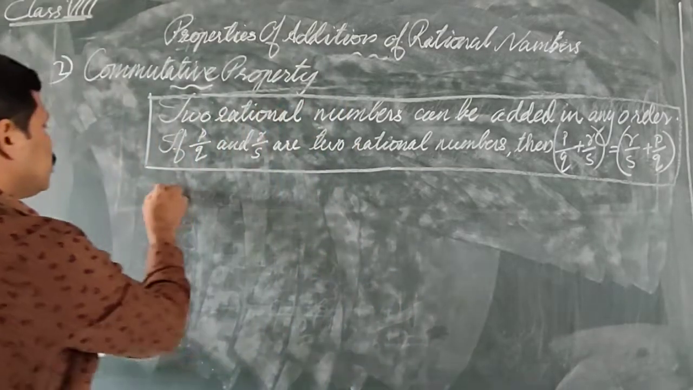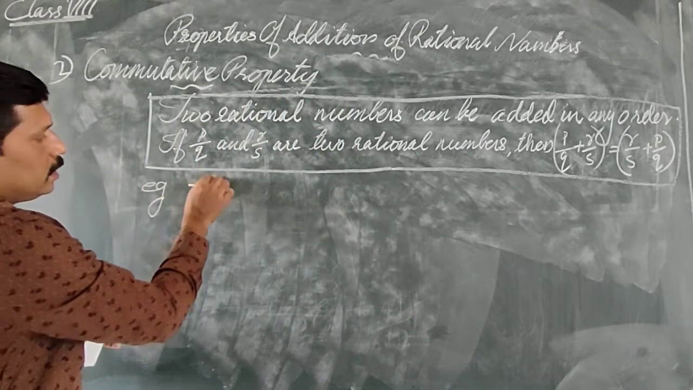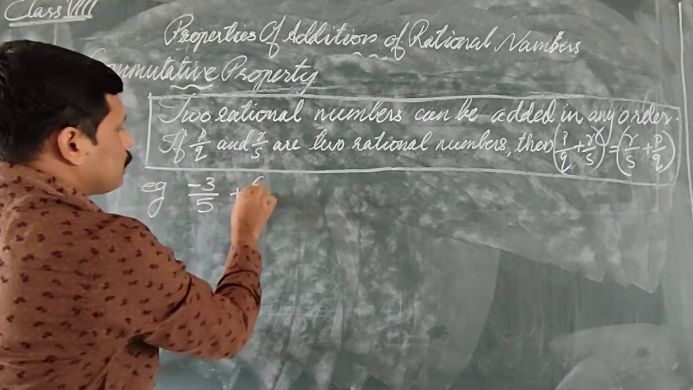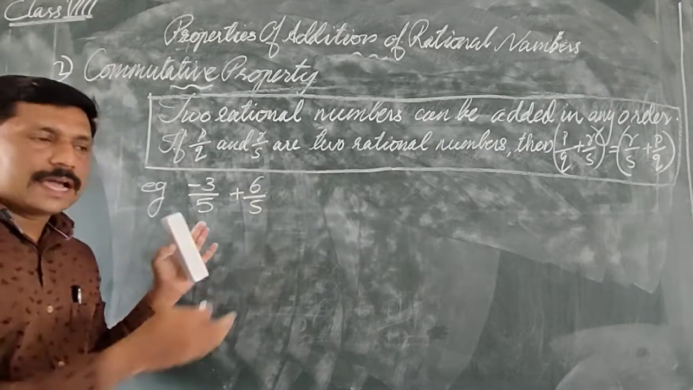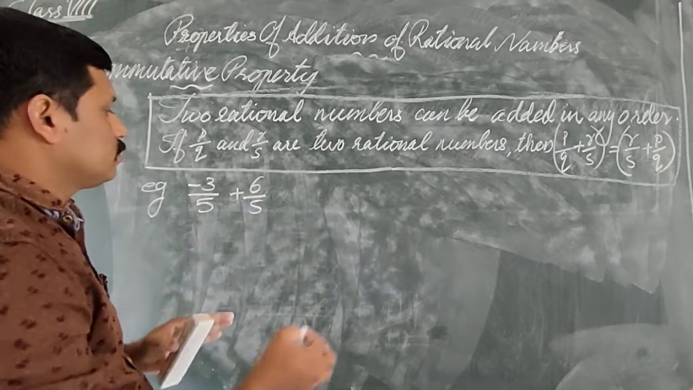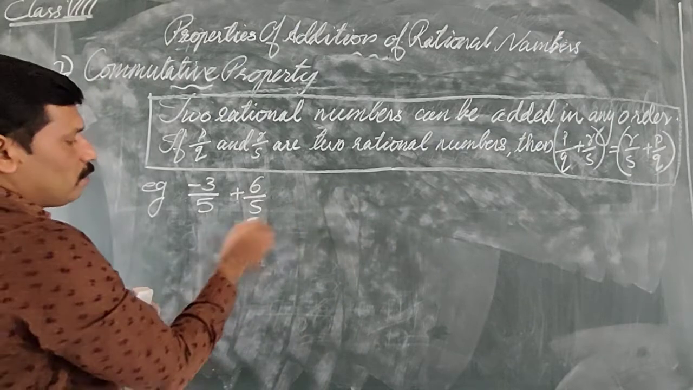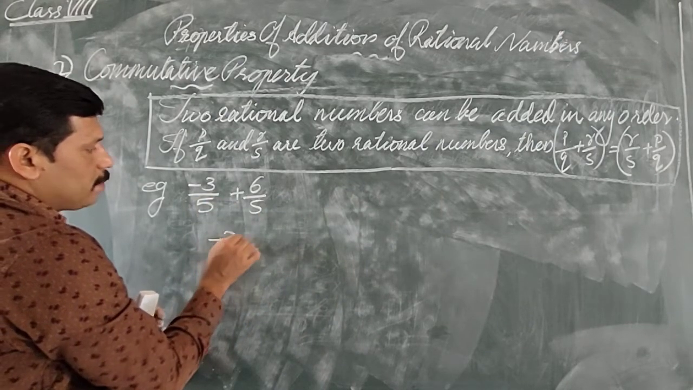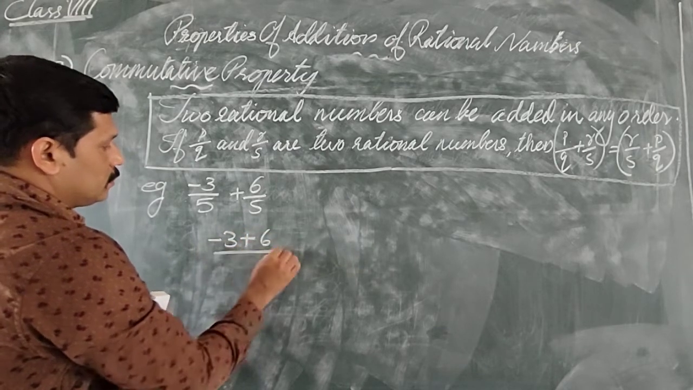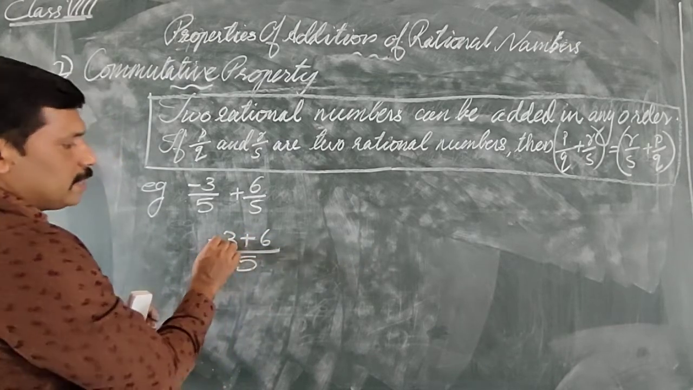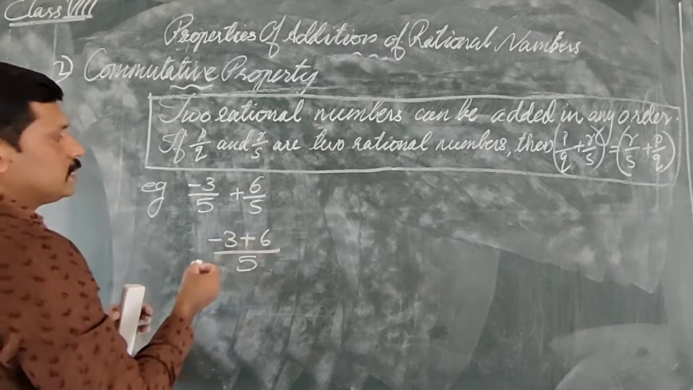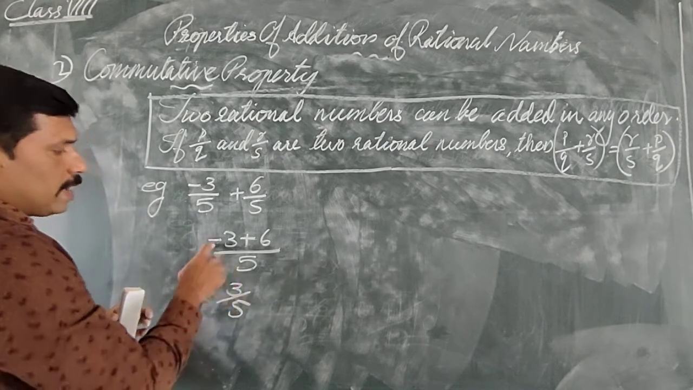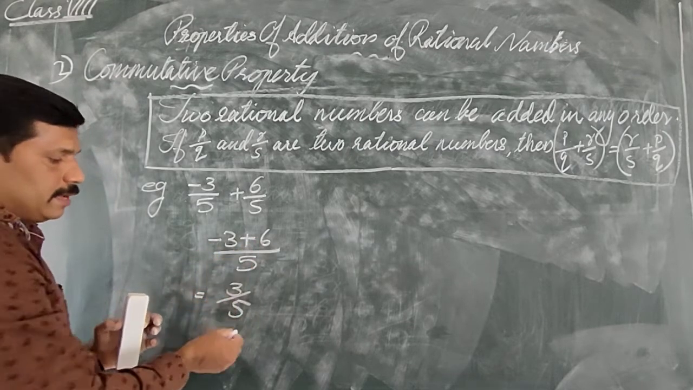I will write an example here. Example: negative 3 upon 5 plus 6 upon 5. Here I have already taken the same denominators, so we can add in any order. Just to see that, first we add in the same order. Negative 3 upon 5 plus 6 upon 5, one is 3, another is 6. So we subtract, then we get 3 upon 5. Here the bigger number is positive, therefore we will write positive.